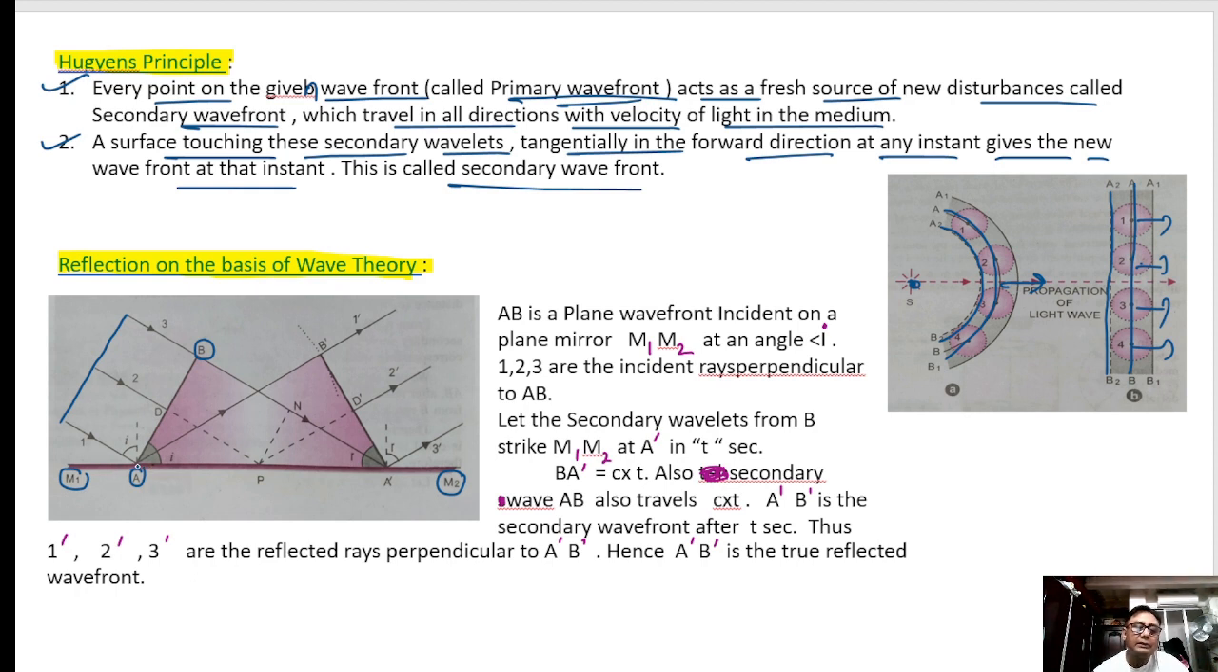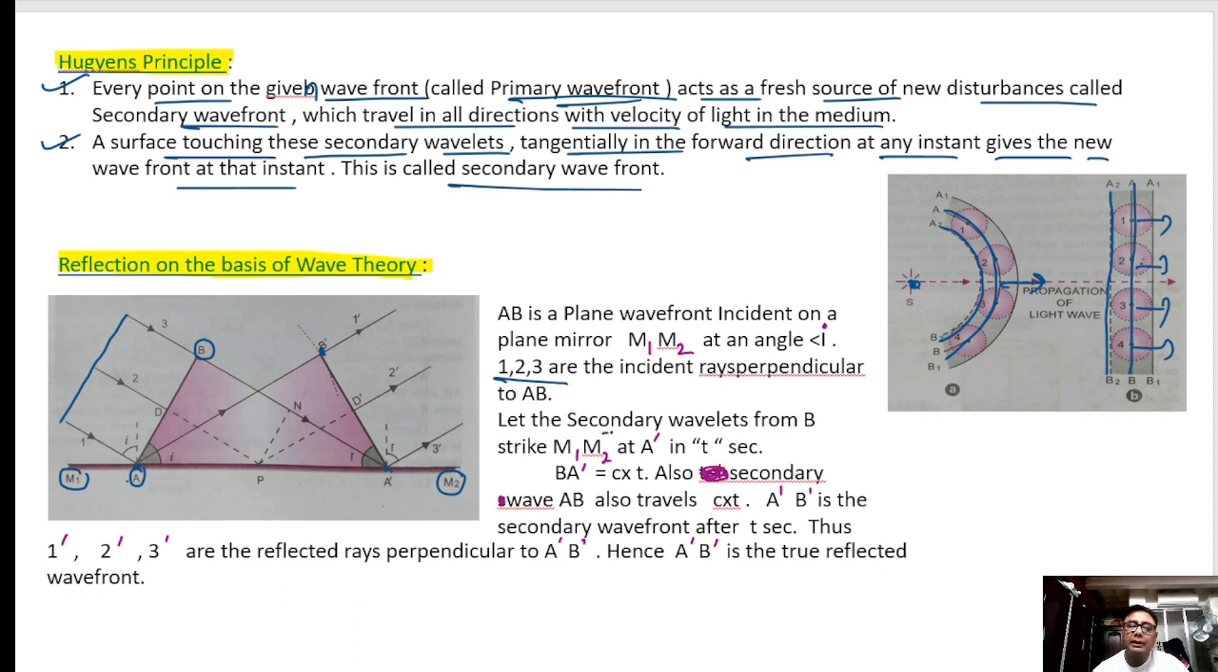Now when A hits the mirror, B still has not hit the mirror, right? When A has hit the mirror, it starts to suffer reflection and reaches B dash. When A has reached B dash after reflection, B will cover the distance BA dash till the mirror. We are taking three incident rays, 1, 2, 3, falling perpendicularly.